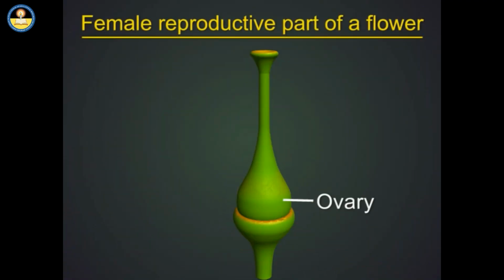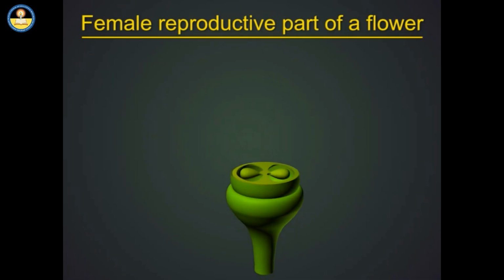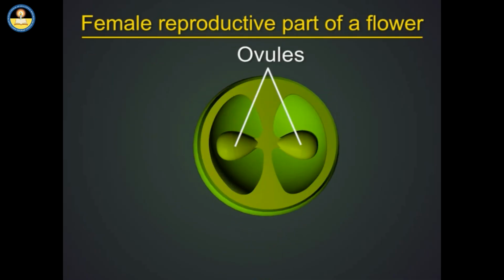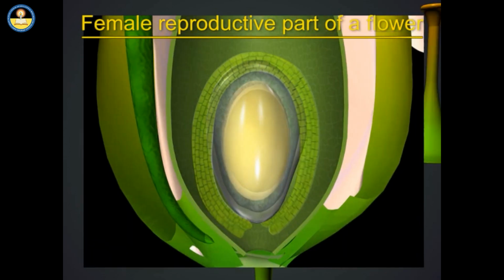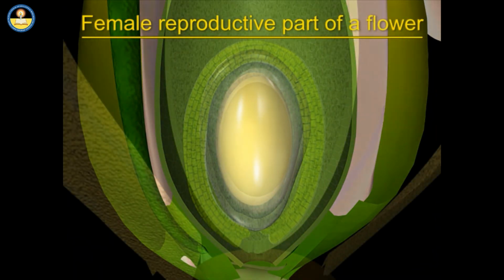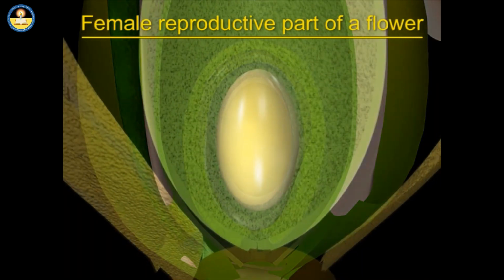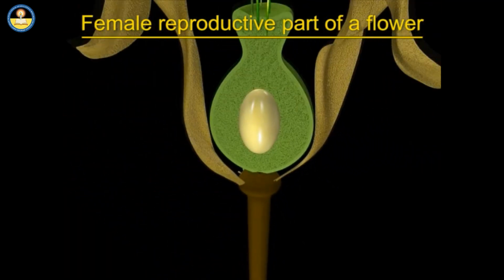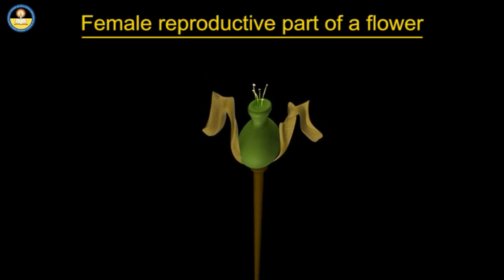The ovary is the chamber where there are one or more ovules attached to an axis. Ovule is the structure which gives rise to female reproductive cells and finally develops into seed after fertilization.